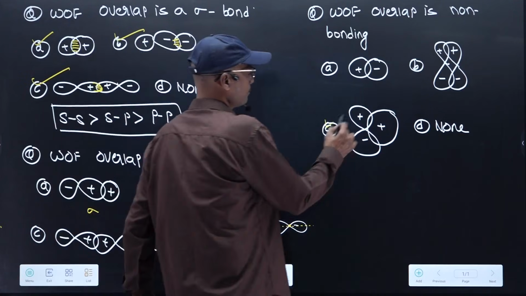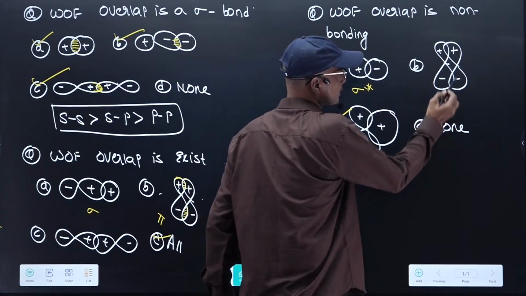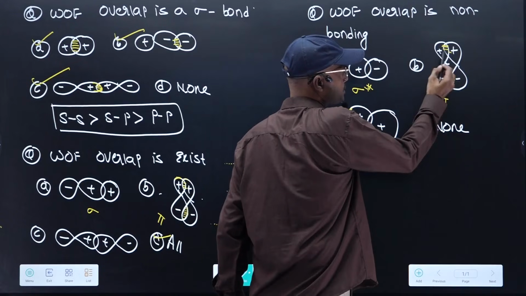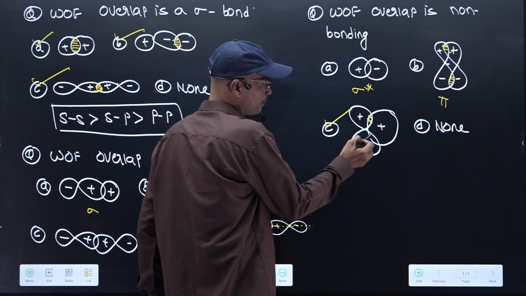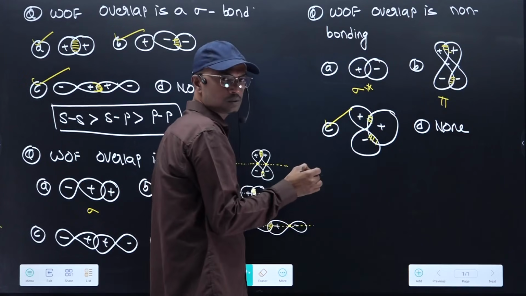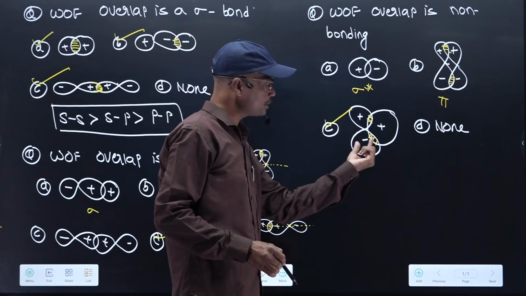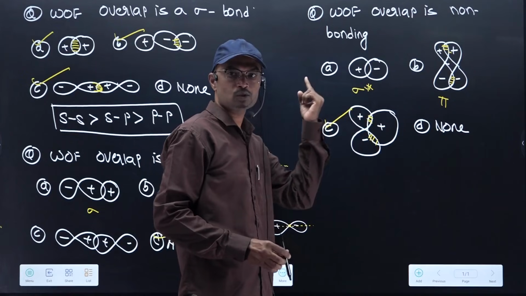That is C. This is sigma star. Then what is this? Pi. Same sign overlap in a sidewise is pi. If opposite sign is there, pi star. See here plus plus overlap and here plus minus overlap, both do not exist. Plus plus increases the overlap and here it decreases the overlap. Finally you will get an imaginary line. So that is called non-bonding overlap.